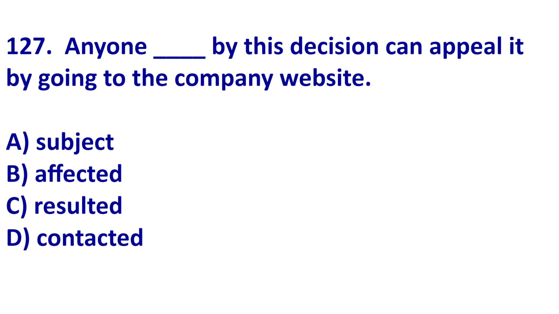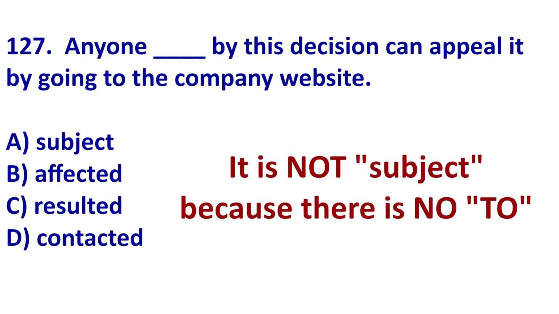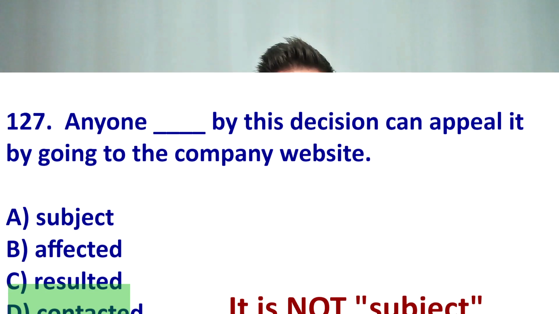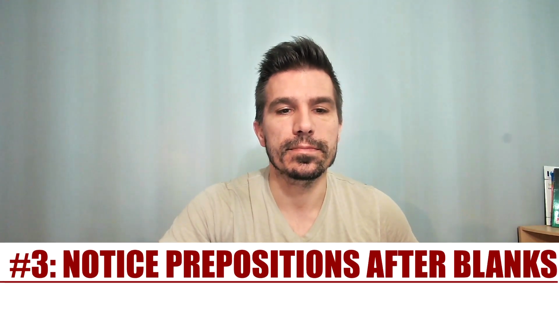Let's look at 127. Well, we know it's not subject because we have by. It's not to. So the best answer would be B. Anyone affected by this decision. The decision will affect them. It is not A because we don't have to. All right, let's look at the last tip.